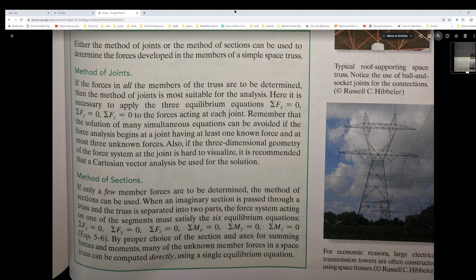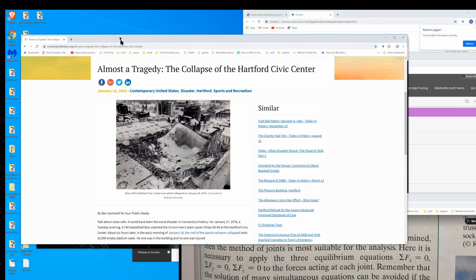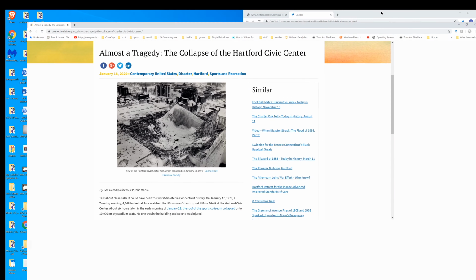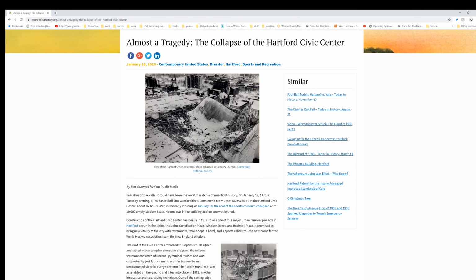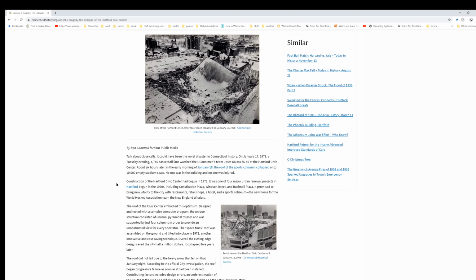Just one more for you here. There's an interesting story of the Hartford Civic Center. I do remember this, and this is back in 1978. This was a space truss structure that they used. Not to say that a space truss structure is bad, but there were other issues that came about. It was rebuilt, of course, afterwards. But in 1978, it collapsed, and it had been snowing, and I think it rained that night. Because of all the weight, it caused it to collapse at that point.